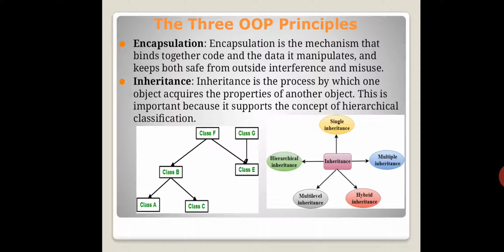See, in the below two images, on the right hand side you can see the types of inheritance listed. The first one is single inheritance, then multiple inheritance, hybrid inheritance, multi-level inheritance and hierarchical inheritance. Okay, those are the types of inheritance available in object oriented programming. On the left hand side, you can see there is a class F. It is a parent class or base class. Class B and class E are derived from class F, and class A and class C are derived from class B.